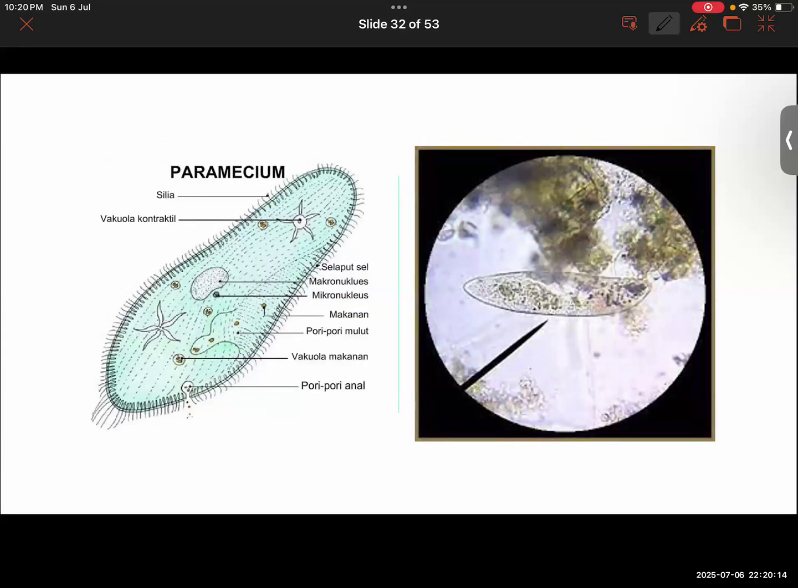Here you can take a look at another organism. This is the actual look of that organism. It is called paramecium, by the way. We don't need to study this, but I wanted to show you this.